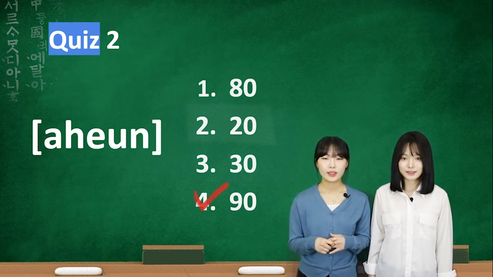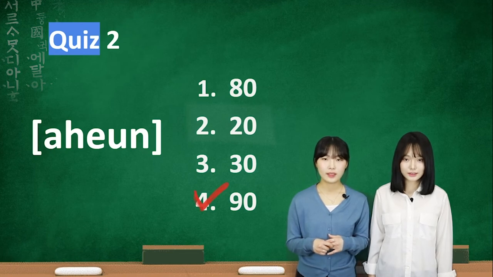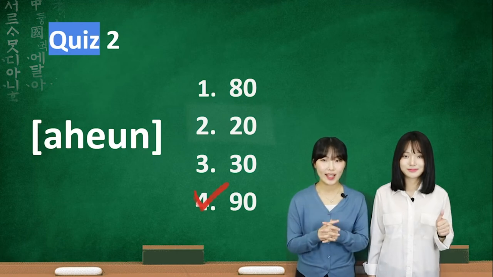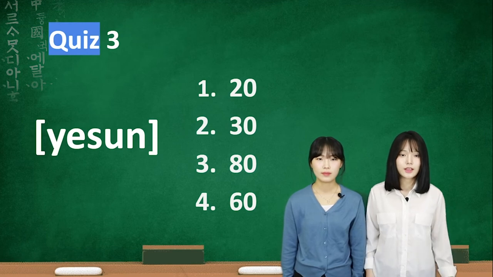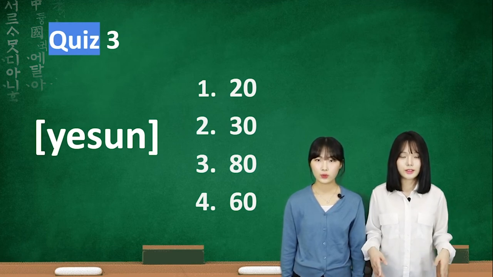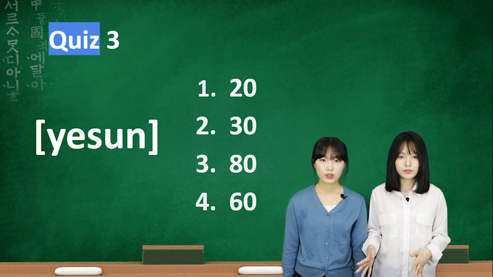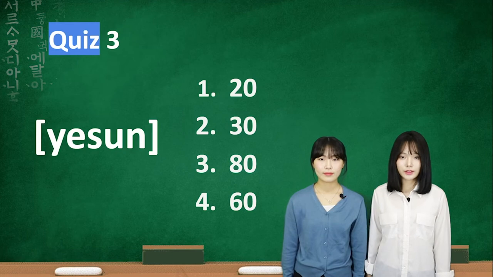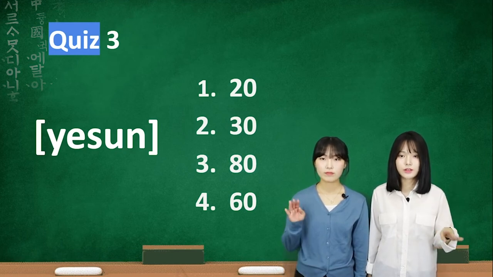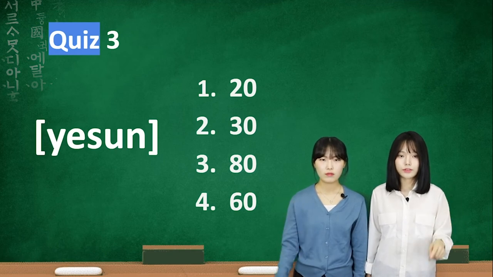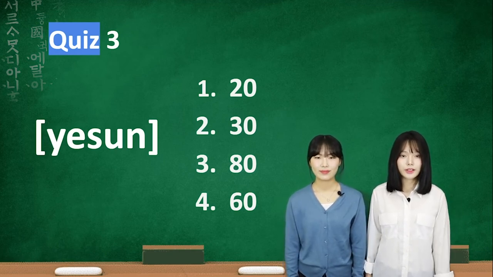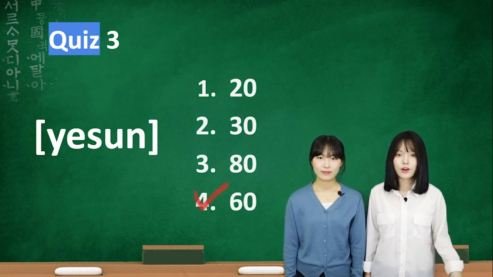아흔. Very good. Next. Question 3. 예순. Which of the following is correct? 5, 4, 3, 2, 1. Yes, the correct answer is number 4.